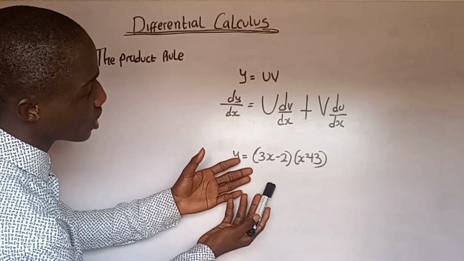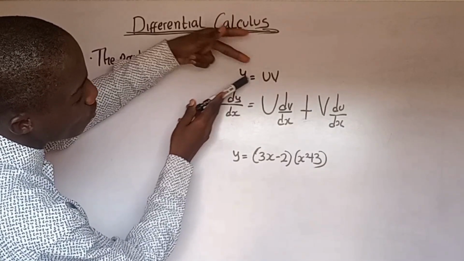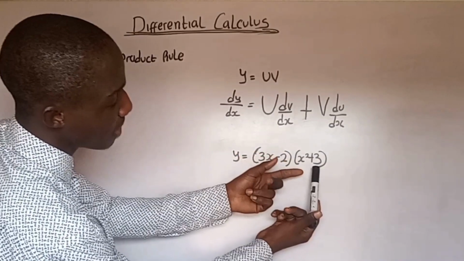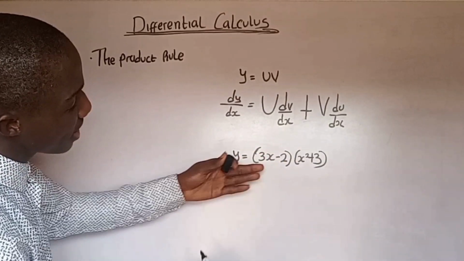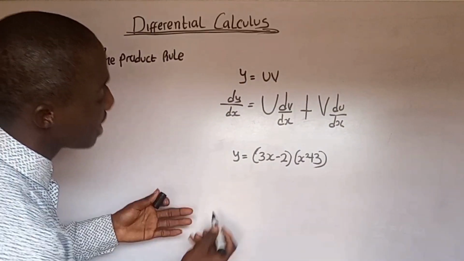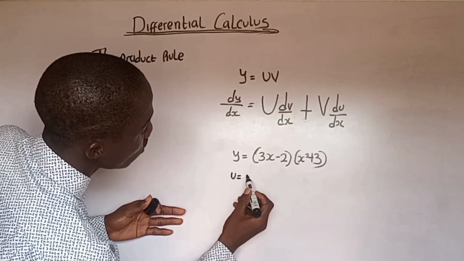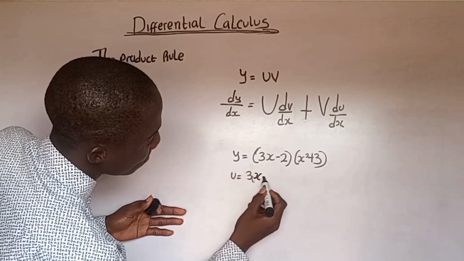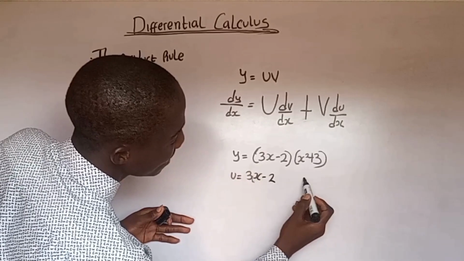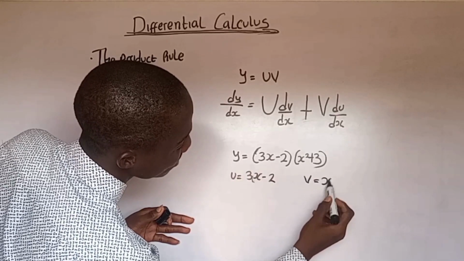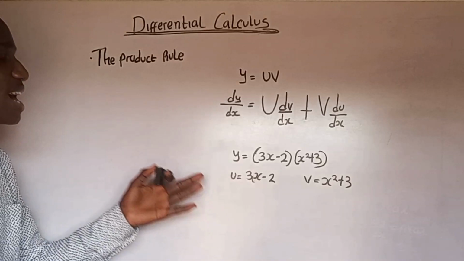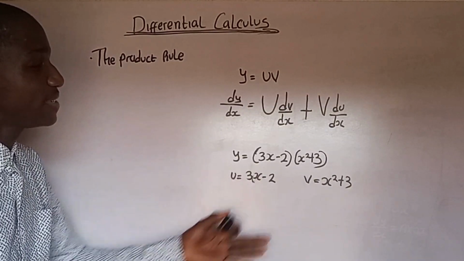Now look at this question. We have y equals to uv and we have y equals to this multiplied by this. Comparing this with this, you can realize that u is equals to 3x minus 2, and v is equals to x squared plus 3. Now you can see that I have identified my u and v.